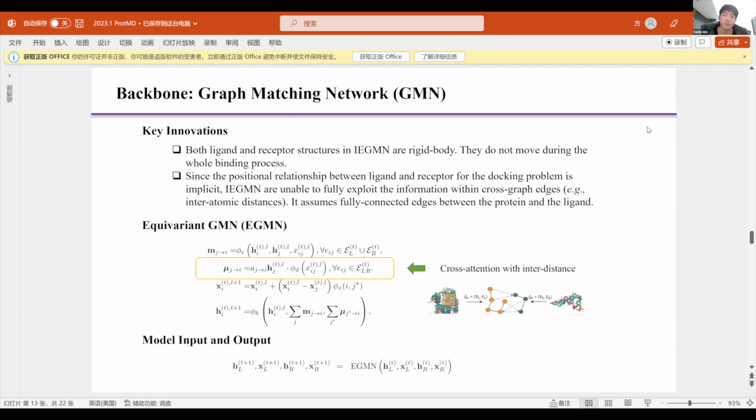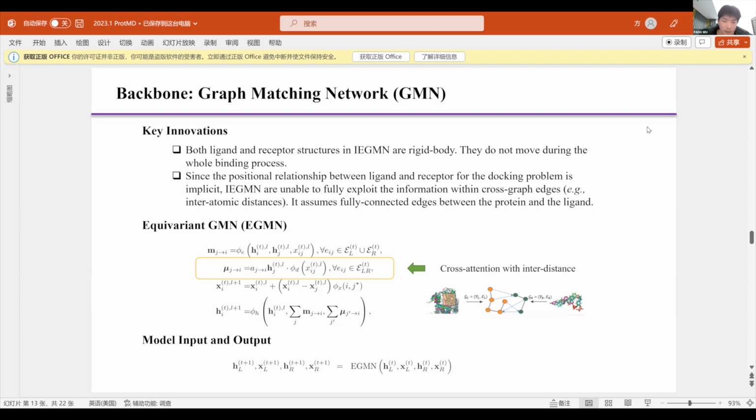However, in our case, the positional relationship between ligand and receptor is explicit, right? So we should design a new model that is able to fully explore information within cross-graph edges. In EquiDock, it assumes fully connected edges between the protein and the ligand. But in our case, the edges can be clearly defined by a distance cutoff, or by k nearest neighbors.